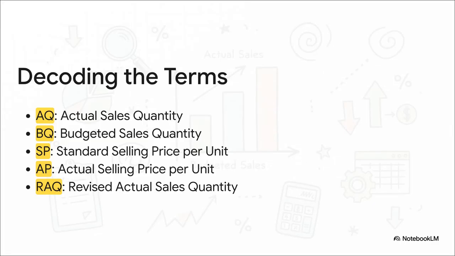Okay, quick pause. Before we get into the next formulas, we have to decode some exam keywords. You'll see AQ for actual quantity, and BQ for budgeted quantity. That's easy enough. But the real star of the show here is RAQ, revised actual sales quantity. Just think of it as a what-if number. It asks, what if we had sold our total actual number of units, but in the exact same proportions as we had originally budgeted? This little number is the key that unlocks the whole next level of our investigation.